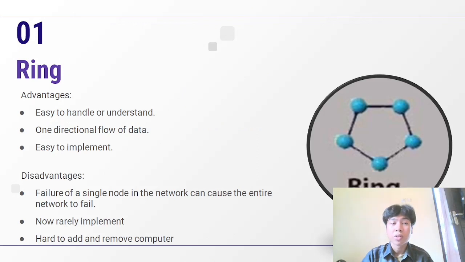The advantages of this topology are: number one, easy to handle or understand. Number two, one-directional flow of data. Number three, easy to implement. The disadvantages of this topology are: number one, failure of a single node in the network can cause the entire network to fail. Number two, this topology is rarely implemented now. Number three, in this topology it is hard to add and remove computers.